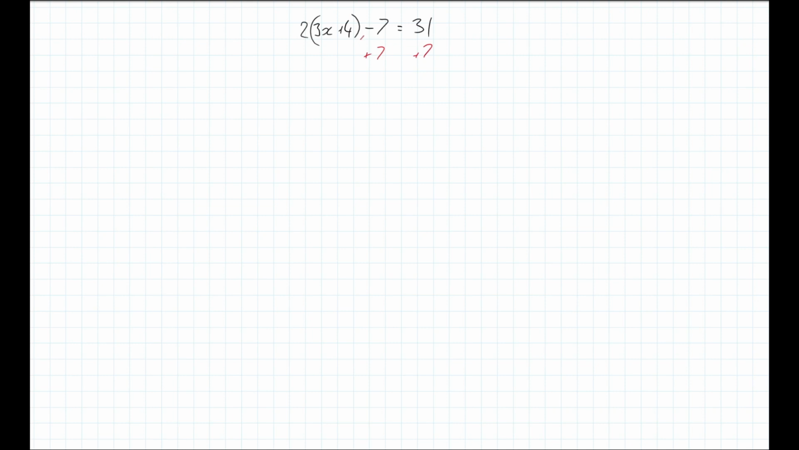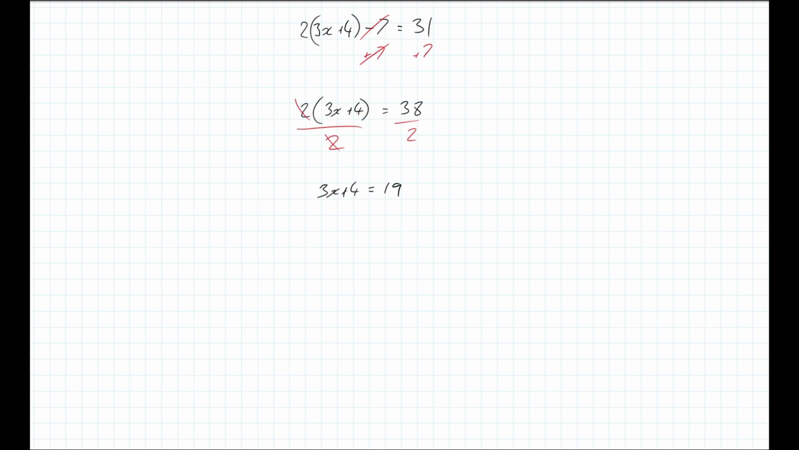So if we add 7, that will cancel out the minus 7. Now everything else stays in the equation except for the minus 7, because we just did an inverse operation to get rid of that, but now the right side will equal 38. Now the inverse operation to timesing by 2 is dividing by 2 to get rid of that. We end up with 3x plus 4 equals 19.